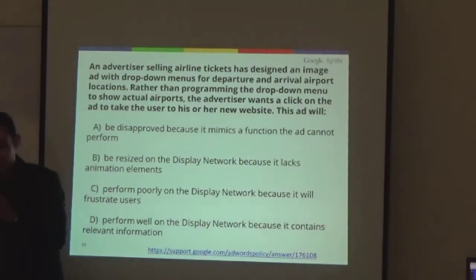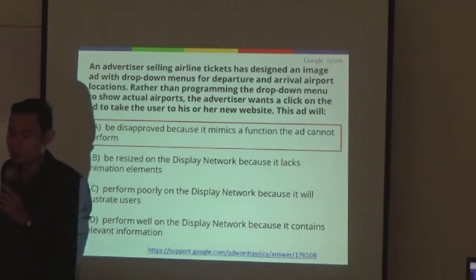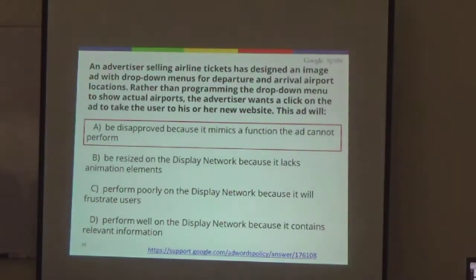How about B? Be resized on display because it lacks animation elements. True or false? Google doesn't have time to help you resize and change your animation and stuff like that. C. Perform poorly on GDN because it will frustrate users. Well, it will frustrate users definitely, but this is not the kind of answer that we are normally looking for. Lastly, perform well on display because it contains relevant information. So it's very clear here, it will be disapproved because it mimics a function the ad cannot perform. So are you clear with this kind of scenario-based questions that you might typically see during exams?